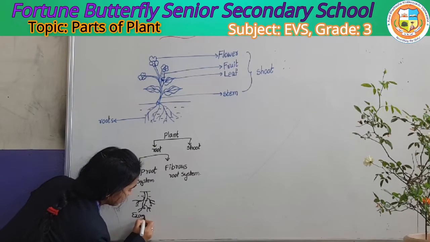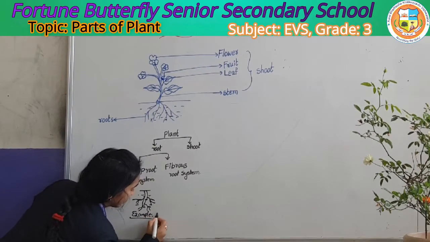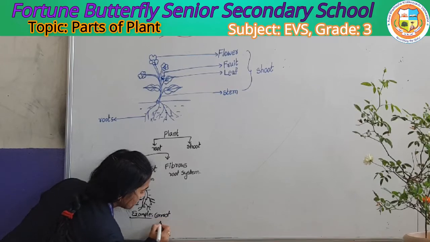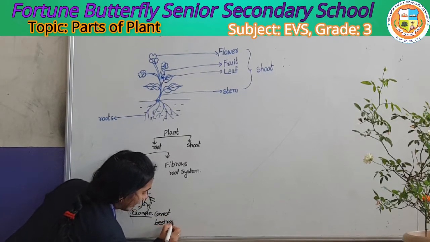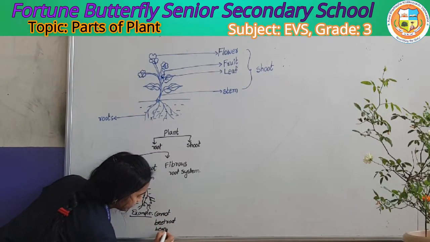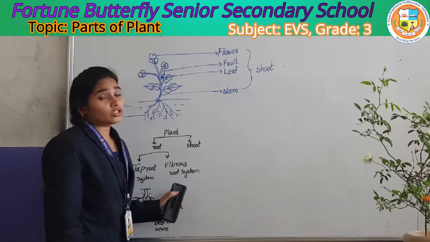Now coming to examples: carrot, beetroot and beans. Now coming to the fibrous root system.